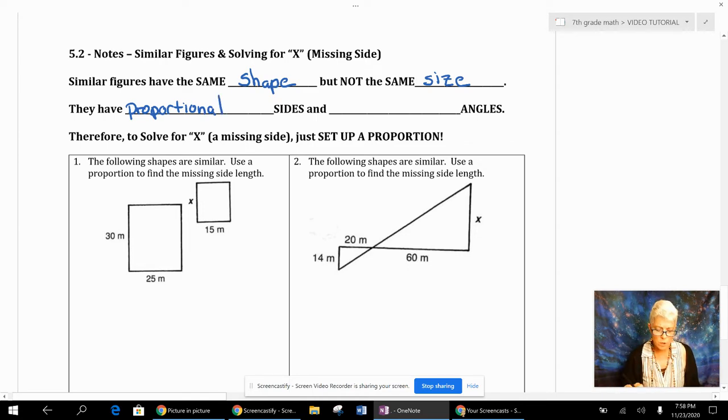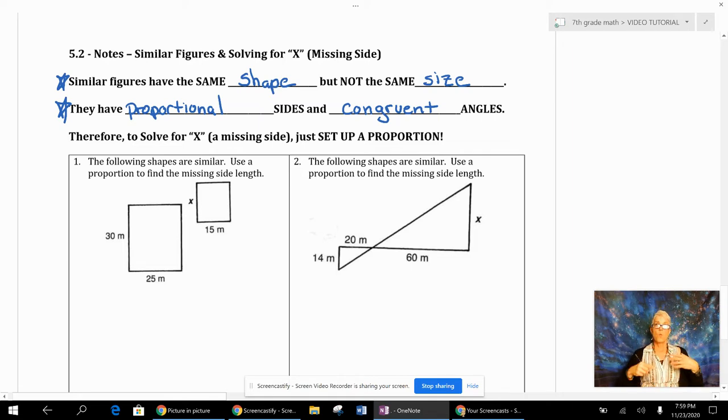They have proportional sides, and what do you remember about the angles? That's right, they're exactly the same, but there was a fancy word for it. It started with the letter C. Do you remember it? Congruent. All right, you want to remember these words. Congruent. So you definitely want to remember this, and you definitely want to remember this.